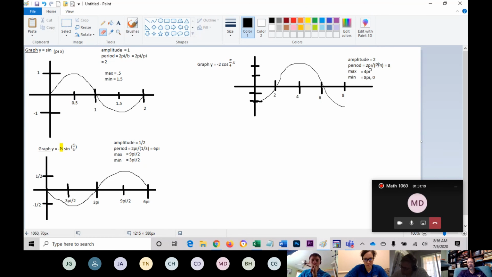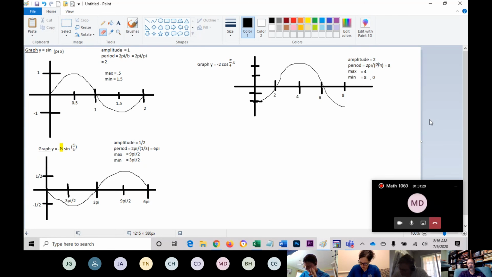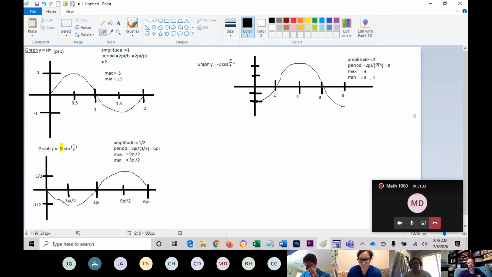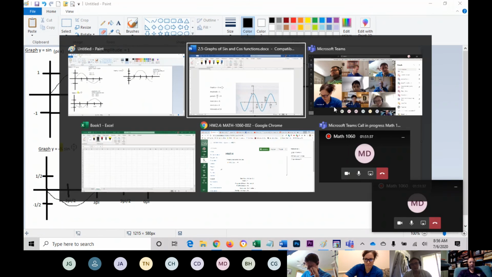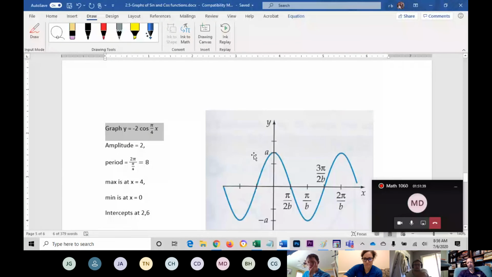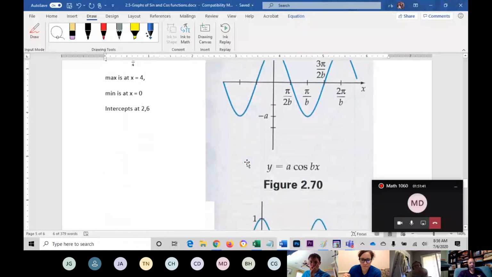Okay, so our maximum is not at 4 pi, it's at just plain old 4. And our minimum is at 8 and 0. All right. Yeah, so don't forget the pi there. Okay, which makes you sound like, hey, don't forget the pi.